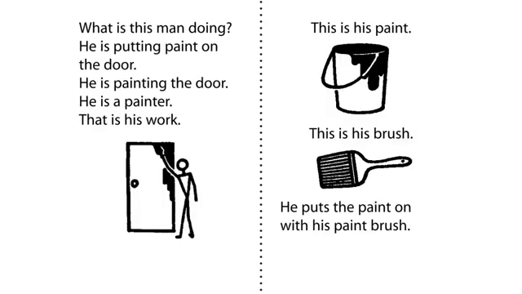What is this man doing? He is putting paint on the door. He is painting the door. He is a painter. That is his work. This is his paint. This is his brush. He puts the paint on with his paintbrush.